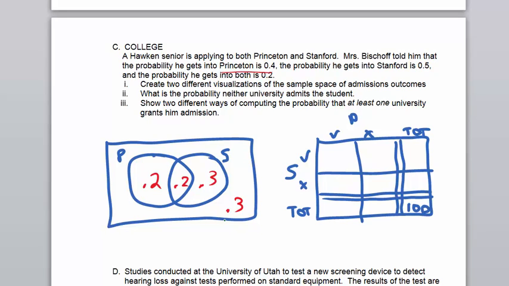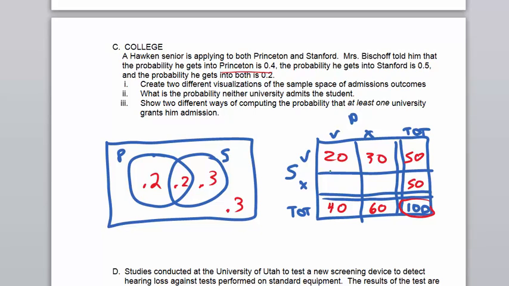The other way I could have handled that is to think of these as, instead of probabilities or percentages, I'm just going to think of them as being out of a total of 100 people. All right, so probability gets into Princeton is 40%, which meant 40 out of 100 would get in, which gives me a 60 for free. Probability gets into Stanford is 50%, so that's 50 people, leaves me another 50. Still can't fill in this piece. The probability gets into both is 20%, which meant 20 people were here, and that allows me to fill in the rest of the table.